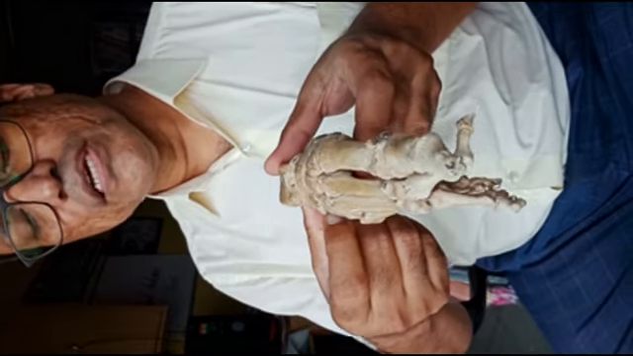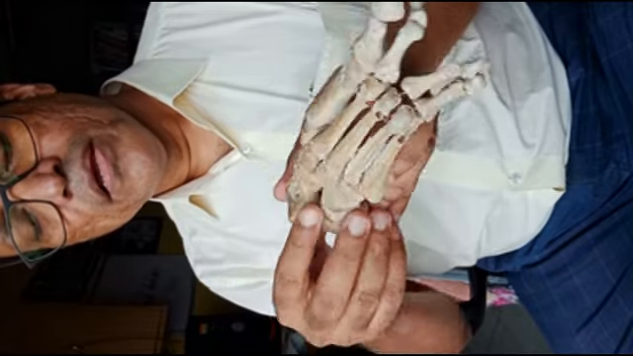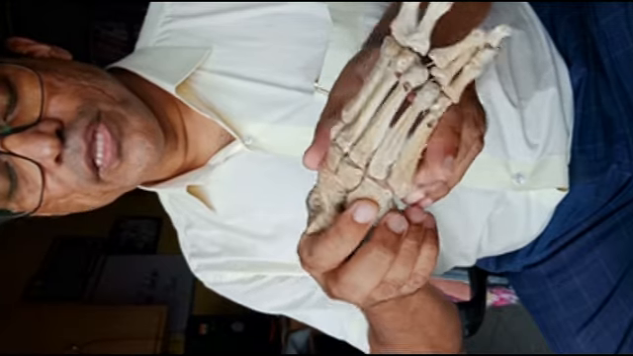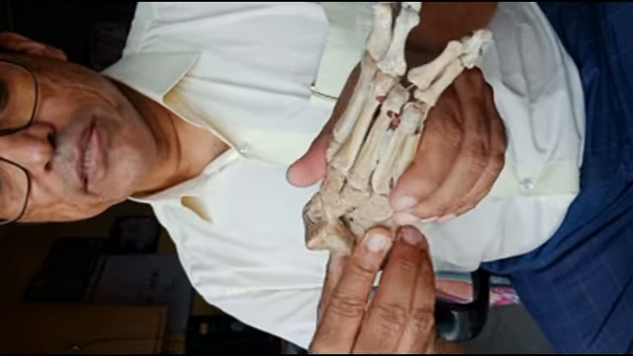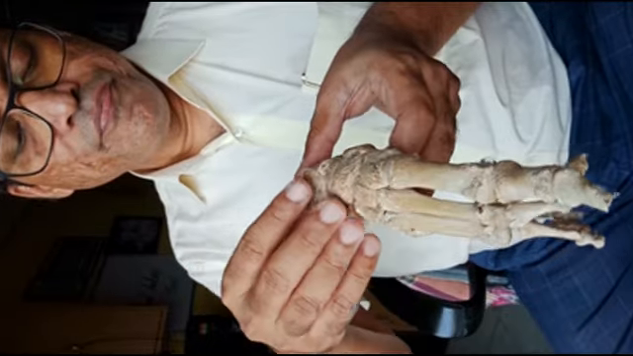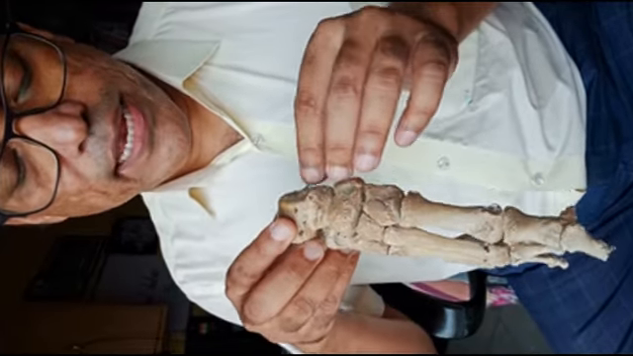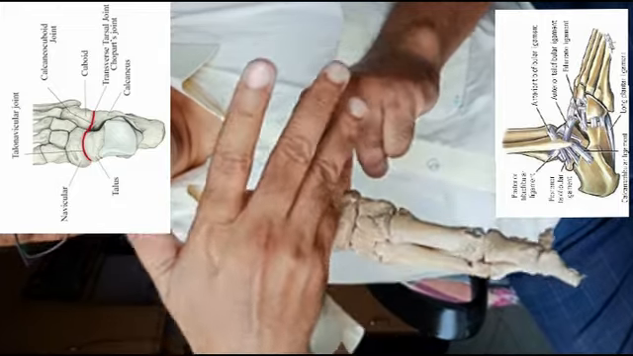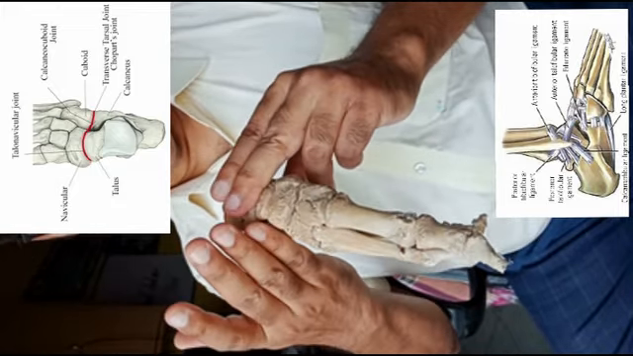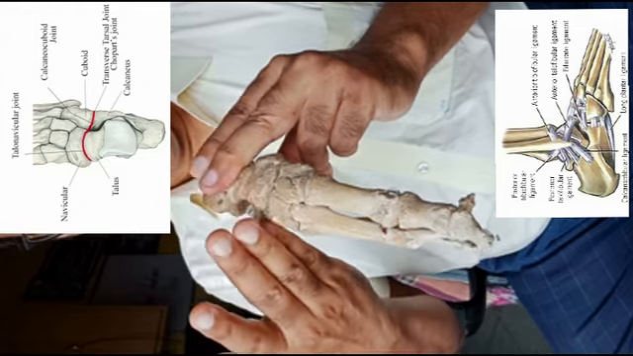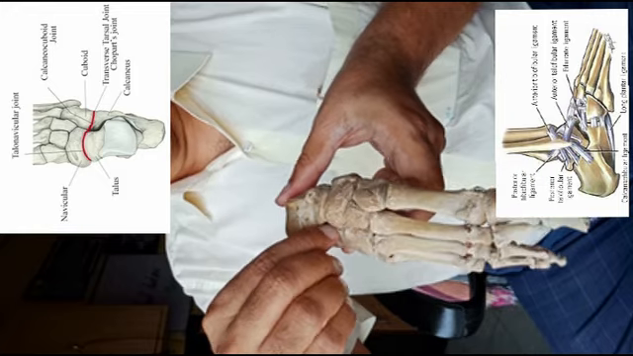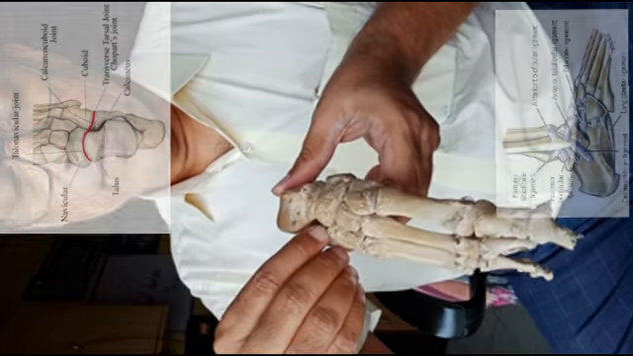Anteriorly, the articulating surface is saddle shaped, articulating with the corresponding surface of the cuboid, forming the calcaneo-cuboid joint, making a saddle joint. If you see here, this talocalcaneo-navicular joint and the calcaneo-cuboid joint are on the same line. So that is called the mid-tarsal joint or transverse tarsal joint. Here, the bifurcate ligament is there in between these two joints.